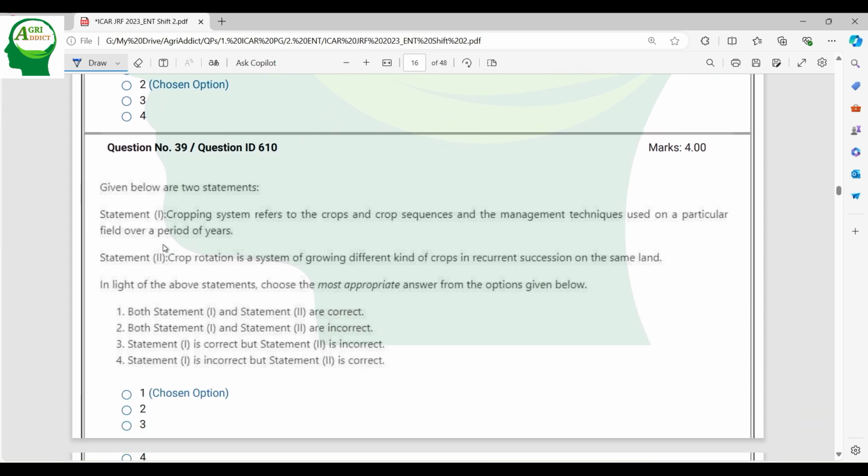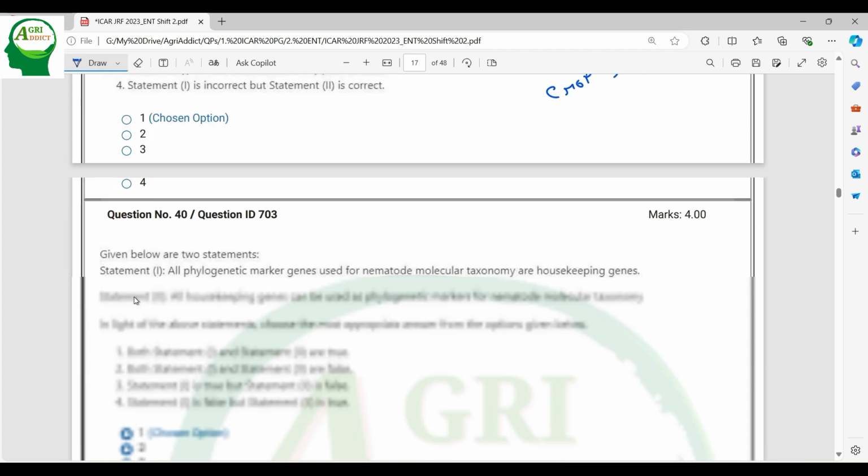Statement 1: cropping system refers to the crops and crop sequences and the management techniques used on a particular field over a period of years. Yes, it is correct. This overall thing is known as the cropping system. Then crop rotation is the system of growing different kinds of crops in recurrent succession on the same land. Yes, rotating crops in the same land, this is crop rotation. So both these statements are correct here.